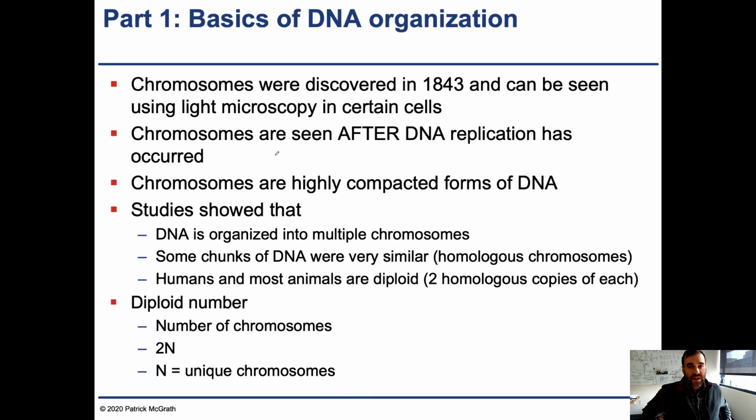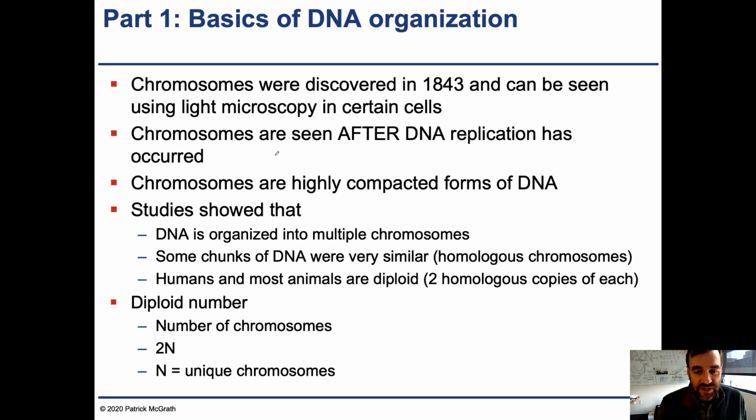So, basics of DNA organization. Chromosomes were discovered in 1843, and they can actually be seen using light microscopy in certain cells. These things are large enough and opaque enough that you can see them simply with light microscopy, but they're not seen until after DNA replication has occurred. Again, DNA is normally very disorganized within a cell, and if you stained DNA, you would not be able to see these very nice structures.